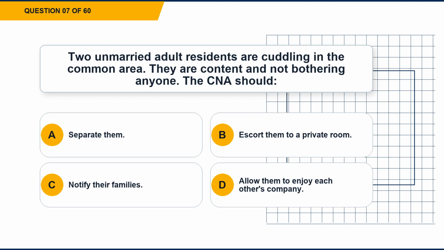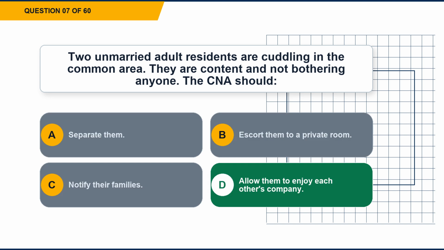Question 7. 2 unmarried adult residents are cuddling in the common area. They are content and not bothering anyone. The CNA should: Option A. Separate them. Option B. Escort them to a private room. Option C. Notify their families. Option D. Allow them to enjoy each other's company.